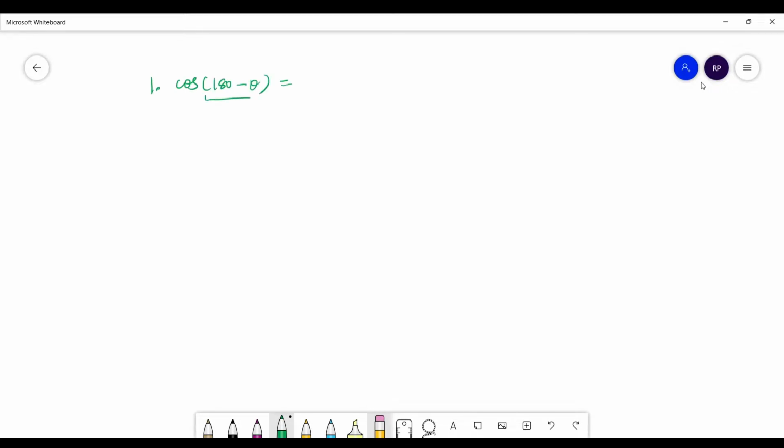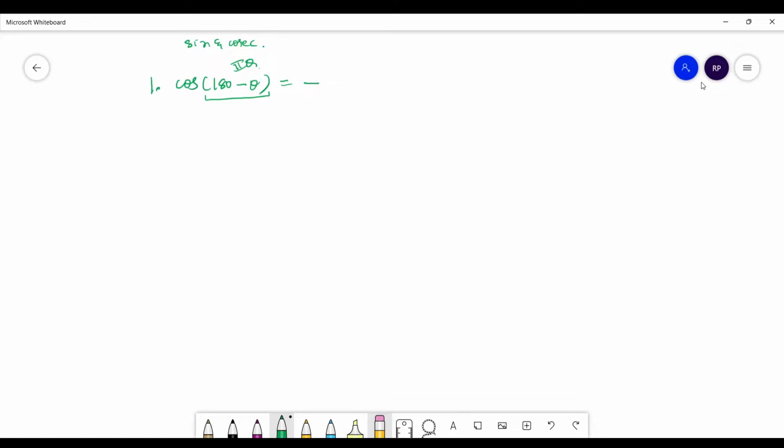So first step, 180 minus theta, imagine it lies in the second quadrant, right? 180 minus theta lies in the second quadrant. And in the second quadrant, what all is positive? ASTC rule, A S. So sine and cosecant are going to be positive, correct? So cos is going to be what then? Negative. Put a negative sign.